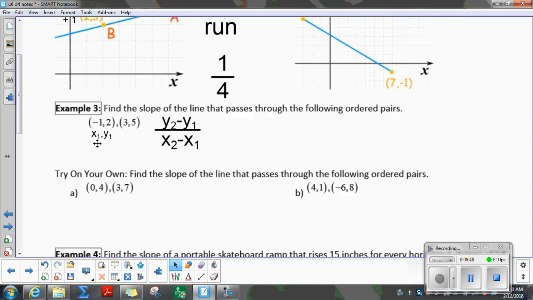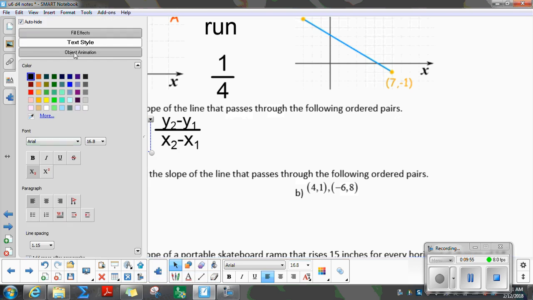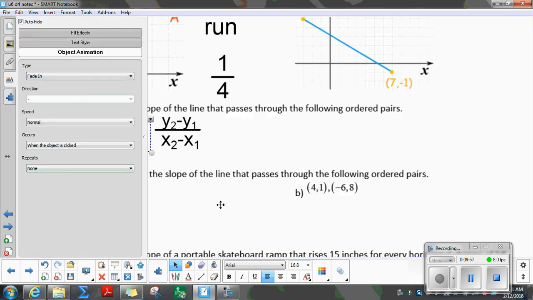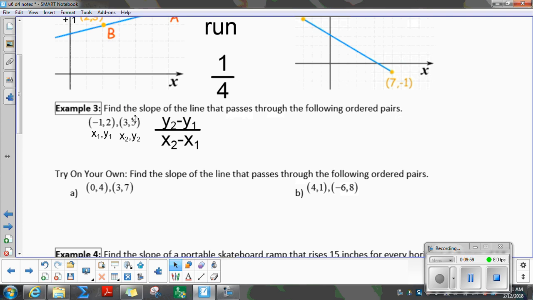So the negative 1 is my x1, the 2 is my y1. I did it for the other one, which again is really annoying that it doesn't want to work. So let's try that. There we go. And this was my second point, so x2, y2. So I'm going to plug that into this formula.